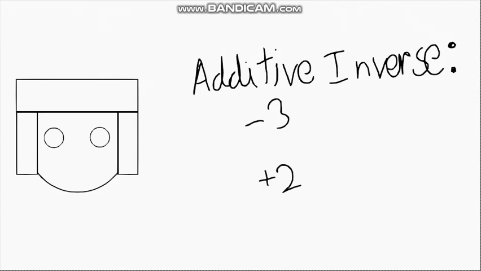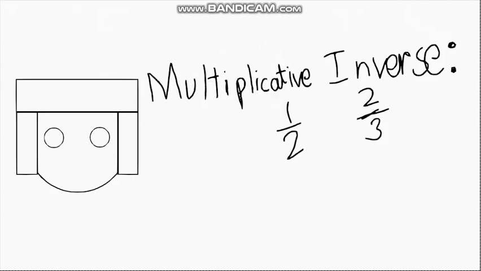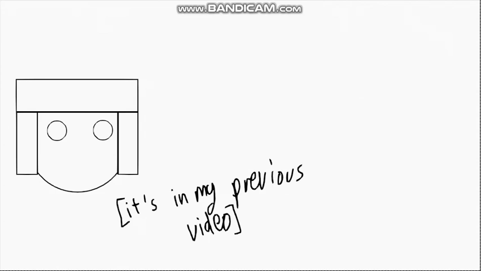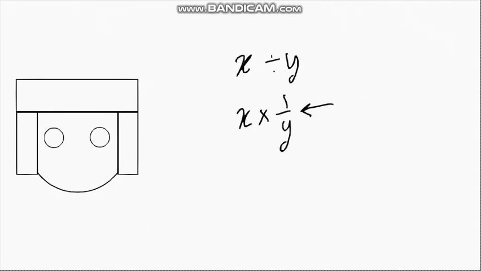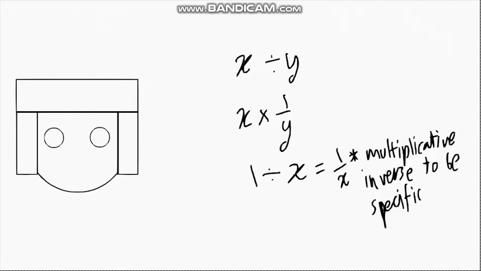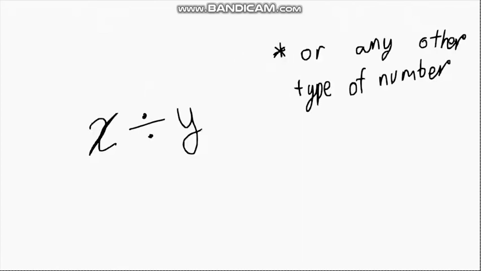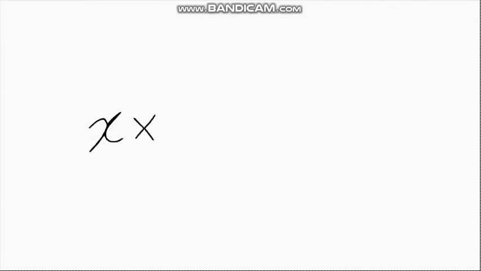Additive inverse means changing signs, and multiplicative inverse means flipping numerator and denominator. If you remember, division is like multiplication, and when I said 1 over y, I meant, if you divide 1 by any number you get its inverse. For fractions, to divide we need to multiply x by the inverse or the reciprocal of y.